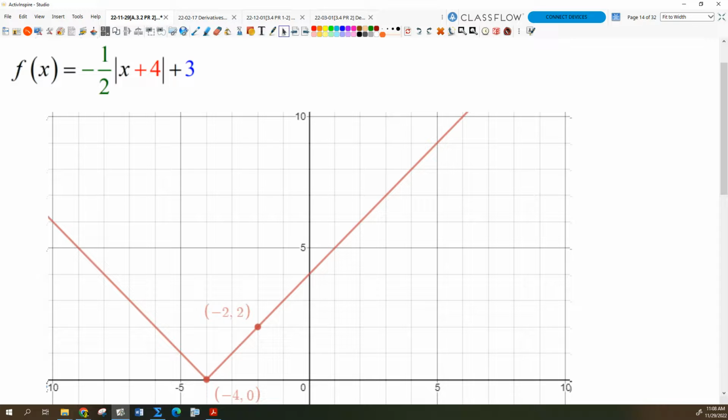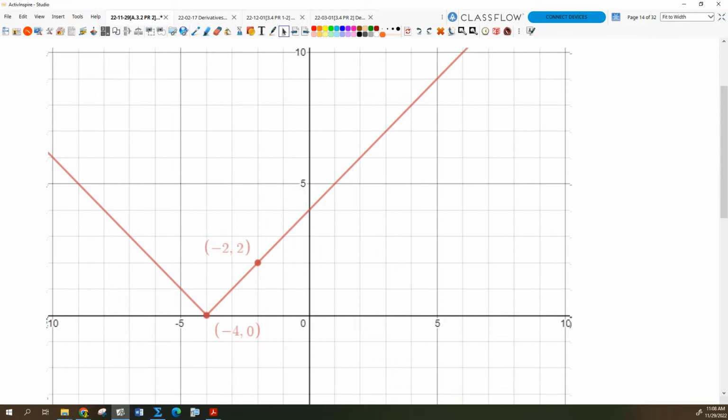Going to flip it and compress it. And when we calculate the heights that are being compressed, we always start at the vertex, right? So instead of going over 2 and up 2, we're going to go over 2 and up 2 times negative 1/2. What's negative 1/2 times 2? Negative 1, right? The 1/2 times 2 gives us a 1. The negative makes it negative.